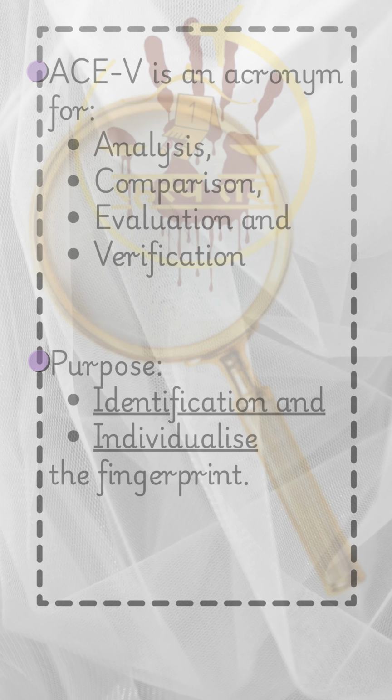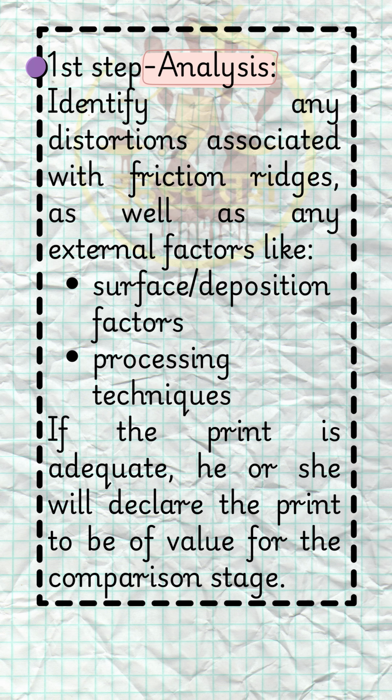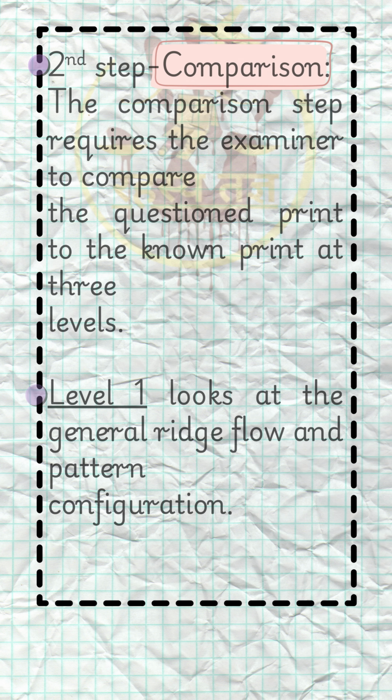The very first step, that is analysis, requires the examiner to identify any distortions that are associated with the friction ridges, as well as any external factors such as surface or deposition factors or even processing techniques that might hamper the print's appearance. If the examiner determines the latent print is adequate, then he or she shall declare the print to be of value for the comparison stage, that is stage number 2.